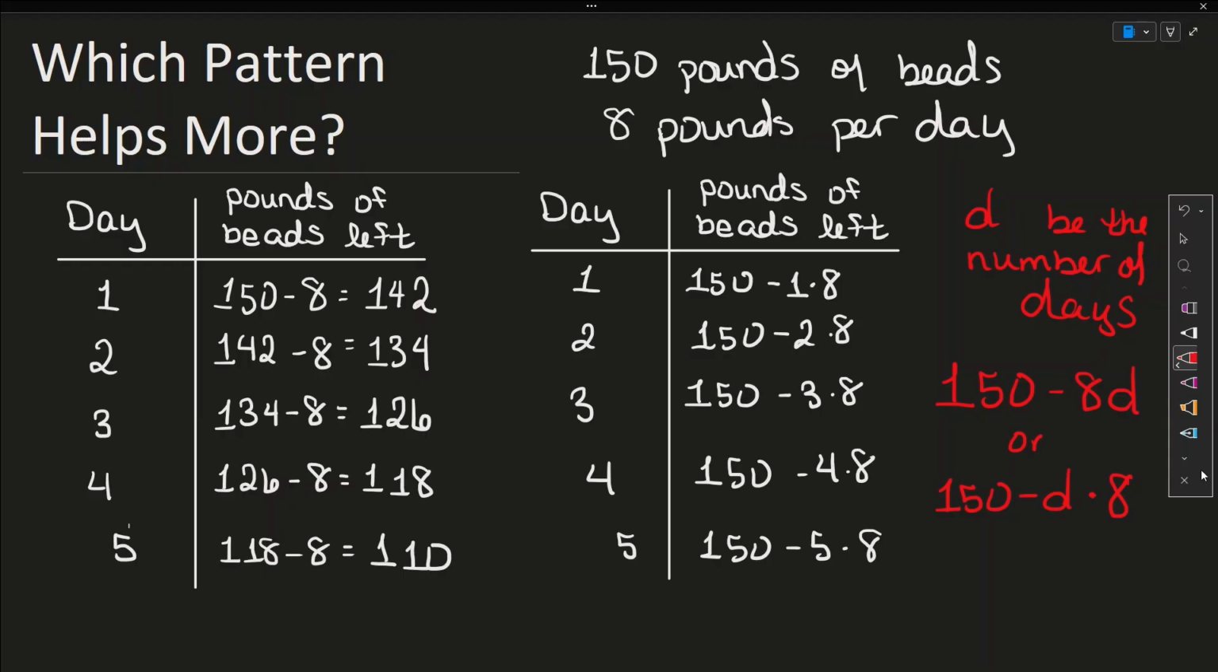When our goal is to write an expression with a variable, we usually want the pattern that connects directly to the input. Here, the input is the number of days. The expression is 150 minus 8D. That means we start with 150 pounds, subtract 8 pounds for each day, where D is the number of days. The big idea is recursive thinking helps us move step by step, but explicit expressions help us describe any step using a variable.